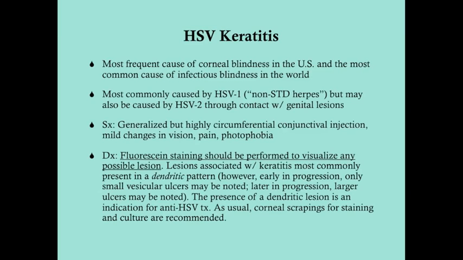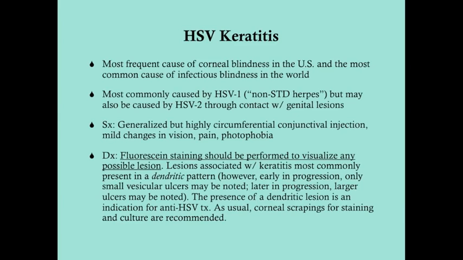Now, with HSV keratitis, this is the one that I want you to know how it appears, because this may be a board question. I wouldn't expect it, but it may be. The lesions associated with HSV keratitis most commonly present in a very characteristic dendritic pattern. That dendritic pattern looks like little nerve cells, like a tree. That's where the word dendritic comes from, dendros, the Greek for tree. So most of the time when this presents, it'll be in a dendritic pattern.